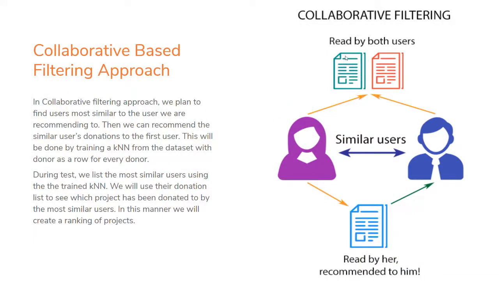Now let's move on to collaborative filtering. In the collaborative filtering approach, we plan to find the users most similar to the user we are currently recommending to. Then we can recommend the similar users' donations to the first user. This will be done by training a KNN for the dataset with donors as rows for every donor. During test, we will list the most similar users using the trained KNN. We will use their donation lists to see which projects have been donated to by the most similar users. In this manner, we will create a ranking of the projects.